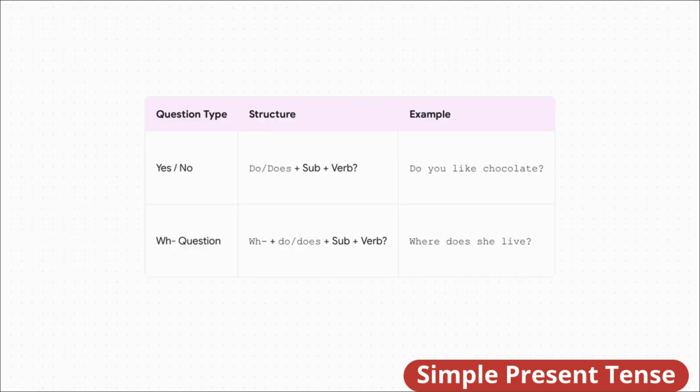Asking questions is actually way easier than you might think. It really just comes down to two simple formulas. Our helper verbs, do and does, just pop right to the front. For a simple yes or no question, it's, do you like chocolate? And for a more detailed question, you just stick a question word like where or what at the very beginning. Where does she live? See, the main structure doesn't change.